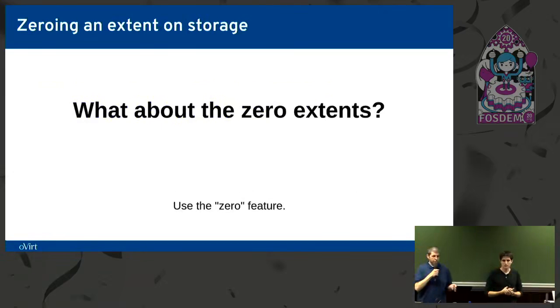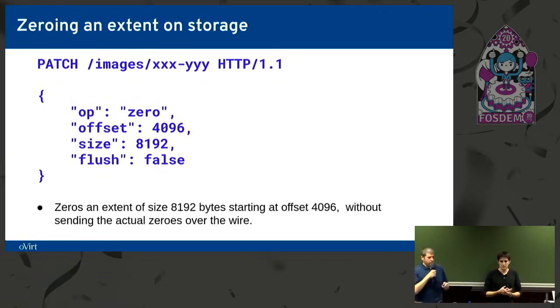Okay, now for the zeros. What about the zero extents? We can use the zero feature to zero the extents on storage. So how do we do it?